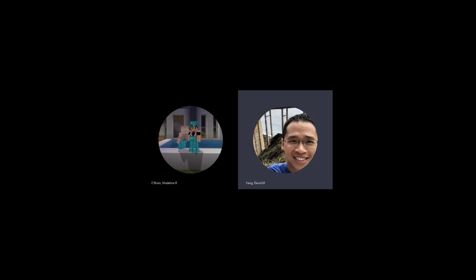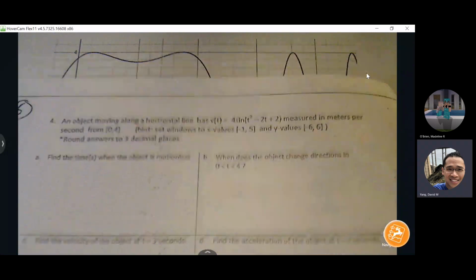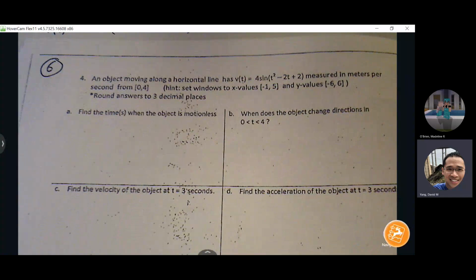Okay, so we're on number... Oh, page 6, number 4. This is a particle motion problem.